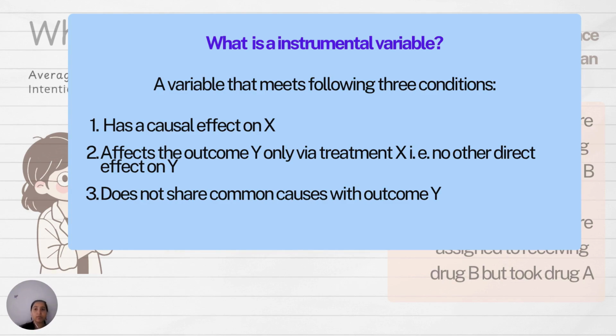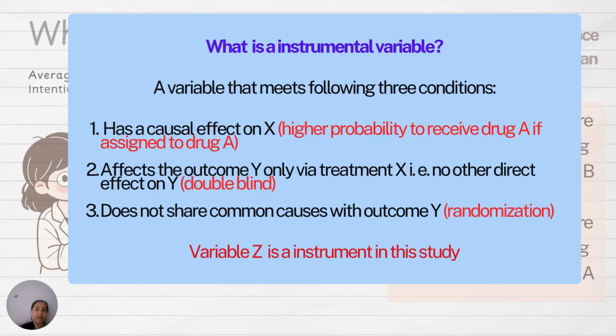That means there should be no other direct effect of this instrument on the outcome. And the third criteria is it should not share any common causes with the outcome Y. So there should not be any confounding variable in the association between the instrument and the outcome variable. And it looks like in this double-blind randomized trial, the randomization variable Z is itself an instrument.